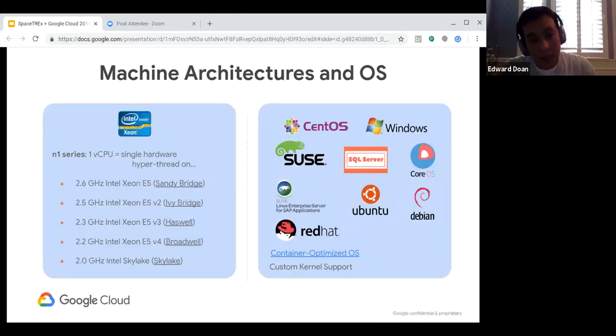Yep. Operating systems, we've got lots of them. Skylake architecture, we work directly with Intel on optimization for Skylake. I don't know if you guys are working with Intel or NVIDIA on your use case?